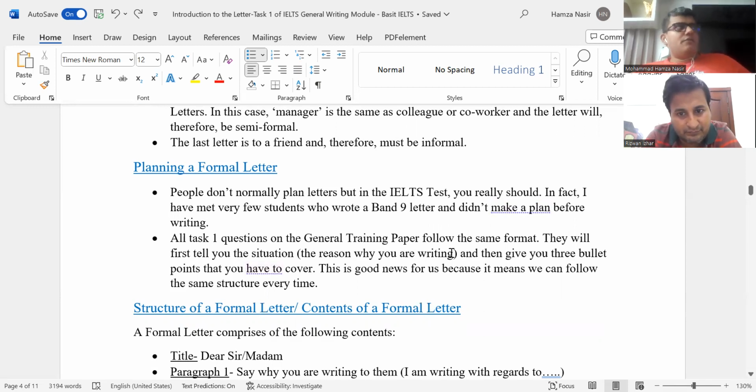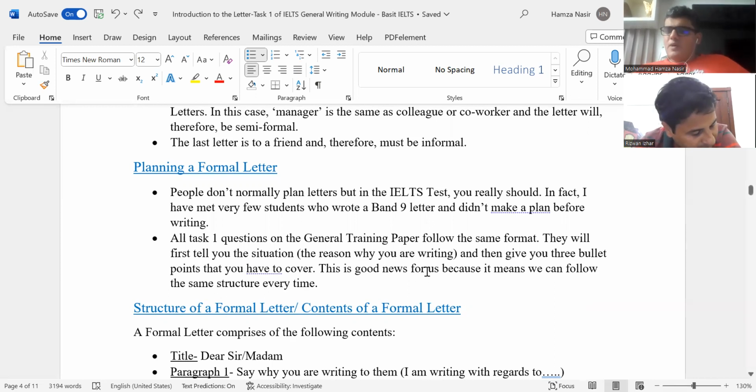Now whatever your letter is, whether it is a formal letter, a semi-formal letter, or an informal letter, there will always be 4 dimensions to it. First they will tell you the reason, the purpose for which you are writing the letter. After asking the purpose, they will give you 3 bullet points that you have to cover. You have to include them in your answer. You have to take them into consideration.